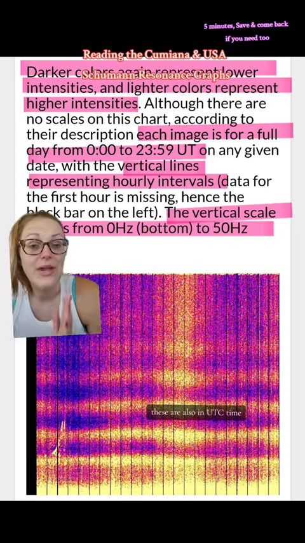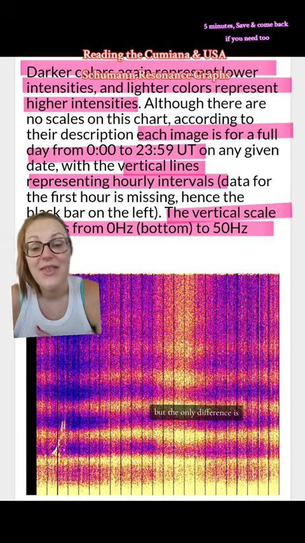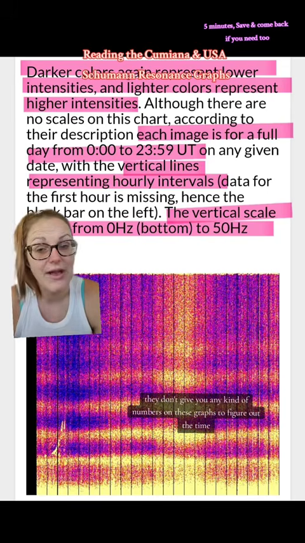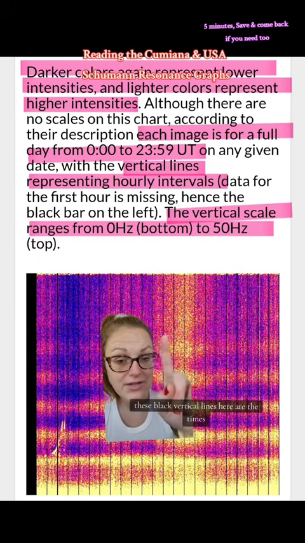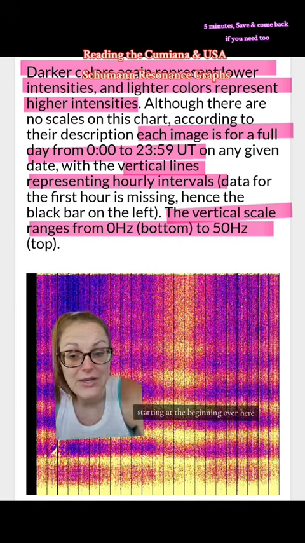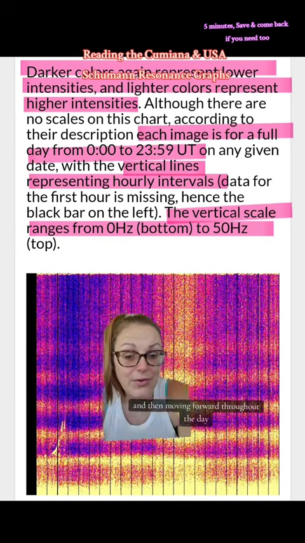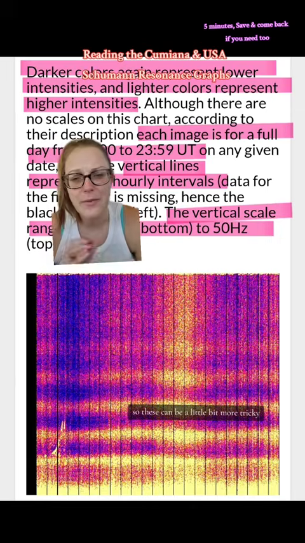These are also in UTC time, but the only difference is they don't give you any kind of numbers on these graphs to figure out the time. These black vertical lines here are the hour intervals, starting at the beginning over here, which is blacked out, and then moving forward throughout the day, ending over here. So these can be a little bit more tricky.